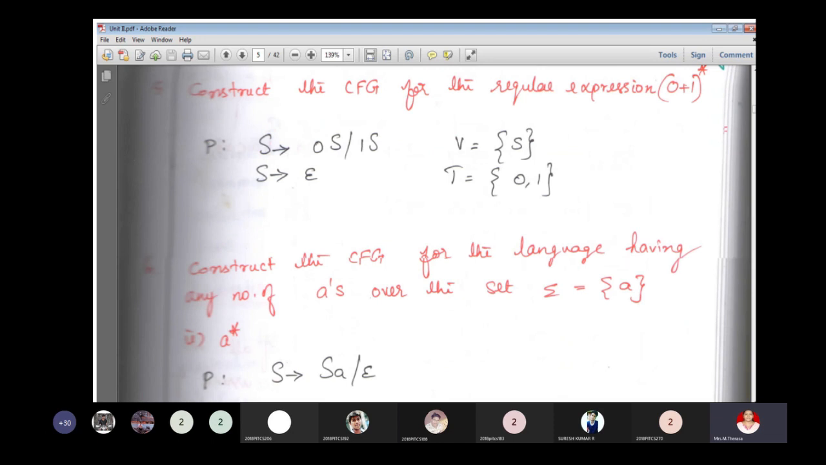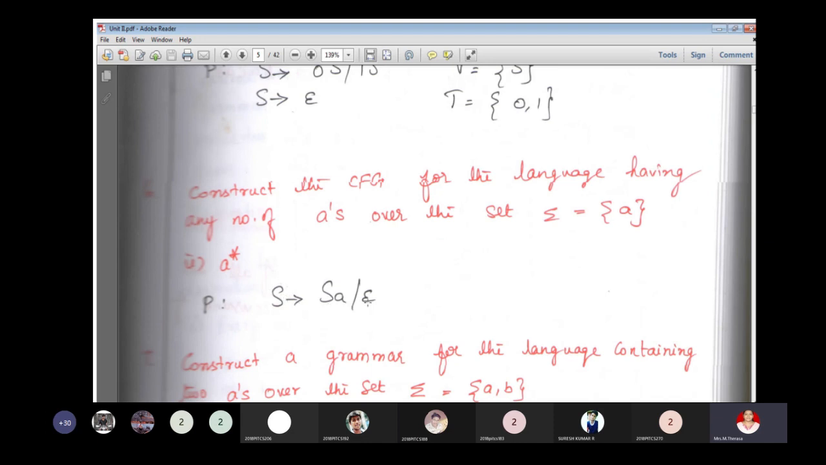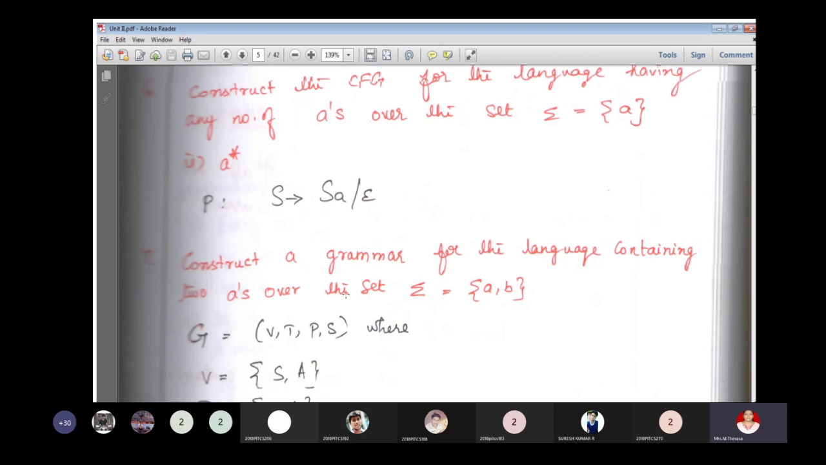Construct the context-free grammar for the language having any number of A's over the set sigma equal to A. So any number of A's, how can you represent any number of A's? It is A star. Okay. So A star should be generated by the grammar which you are going to write. So very simple. S tends to SA or epsilon. So these are the production rules which can produce any number of A's, including epsilon.